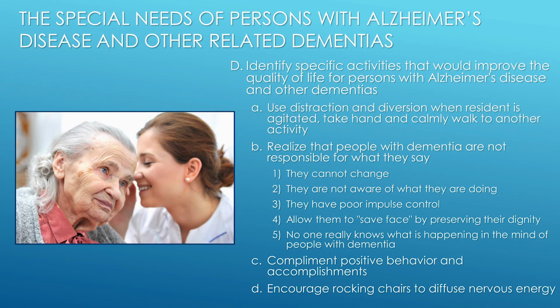Identify specific activities that would improve the quality of life for persons with Alzheimer's disease and other dementias. Use distraction and diversion when a resident is agitated. Take their hand and calmly walk to another activity. Realize that people with dementia are not responsible for what they say. They cannot change. They are not aware of what they are doing. They have poor impulse control. Allow them to save face by preserving their dignity. No one really knows what is happening in the mind of a person with dementia. Compliment positive behavior and accomplishments, and encourage rocking chairs to diffuse nervous energy.